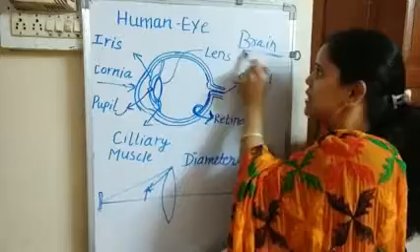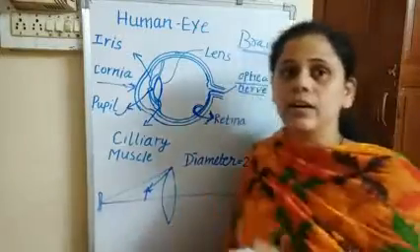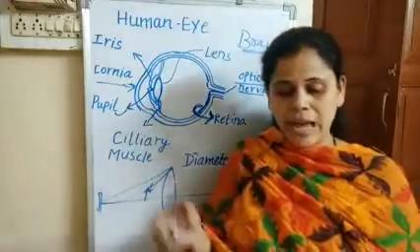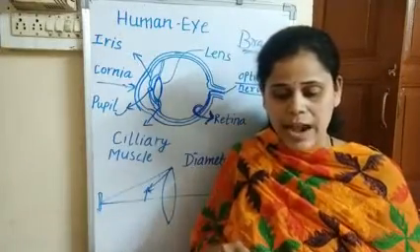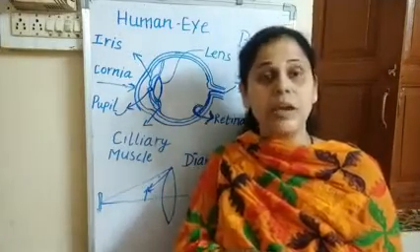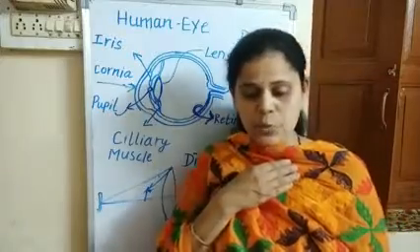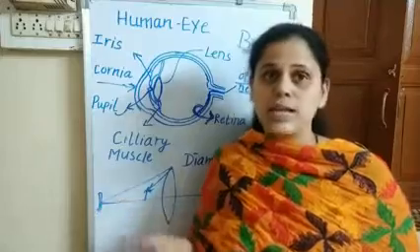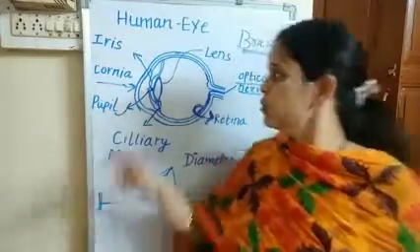The brain accepts that signal, analyzes the signal and converts it in such a way that we perceive the object as it actually is. Clear? So this is the working.